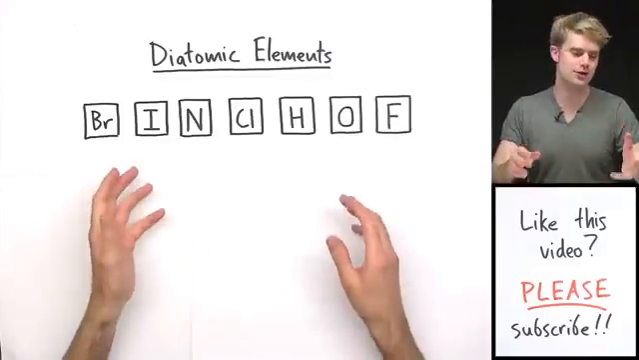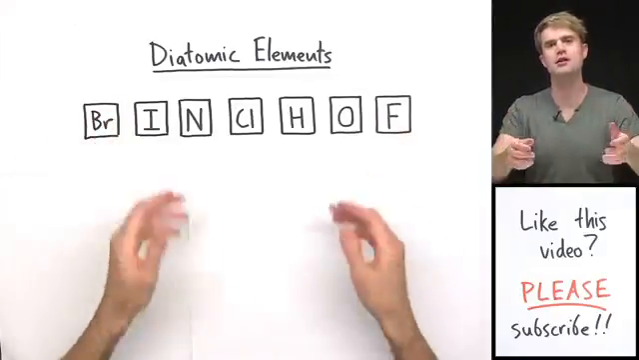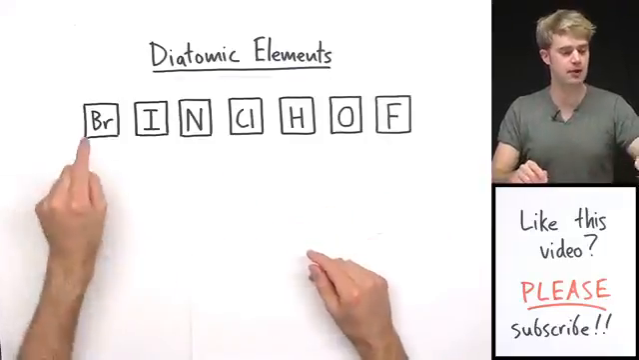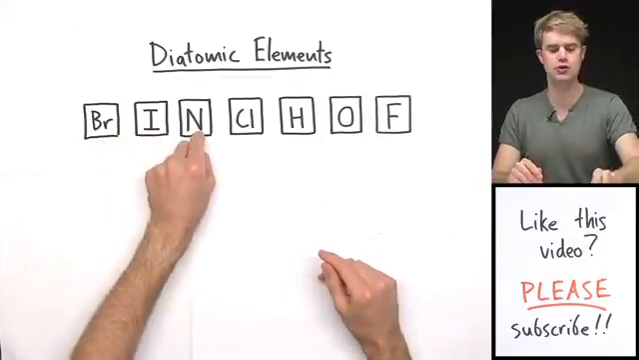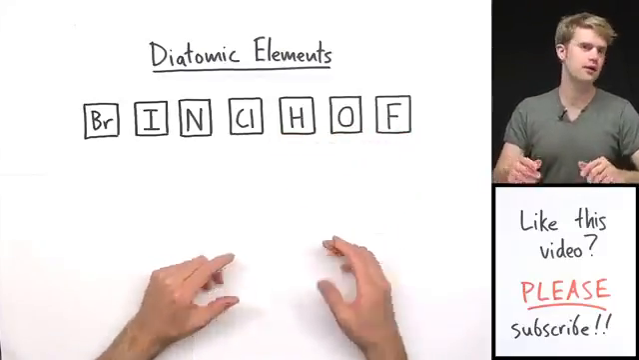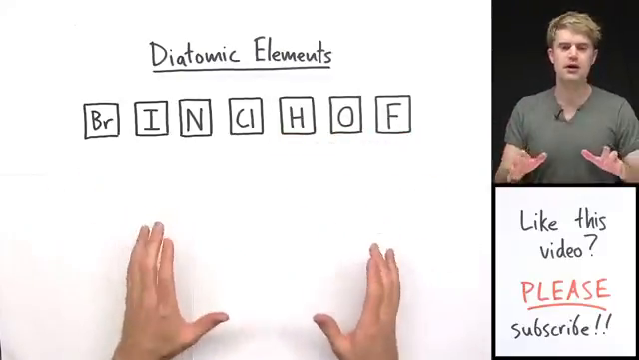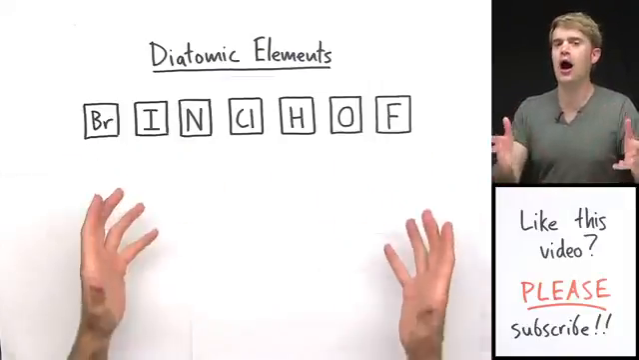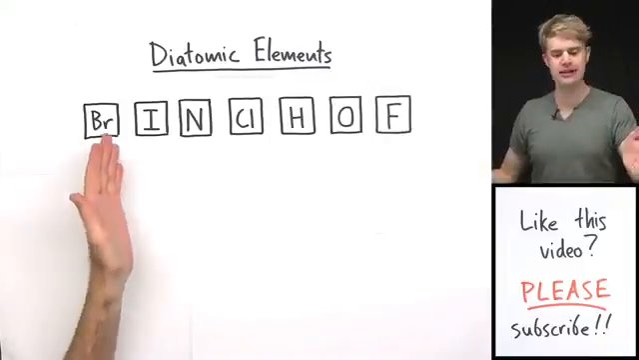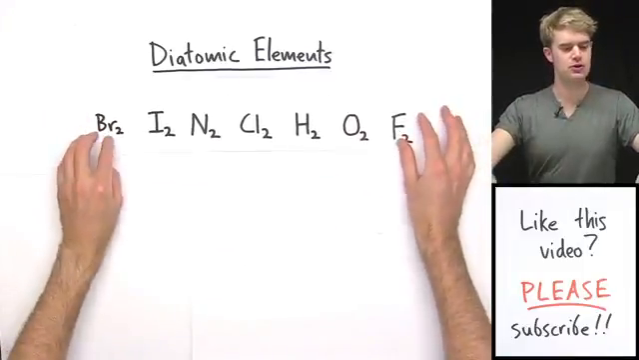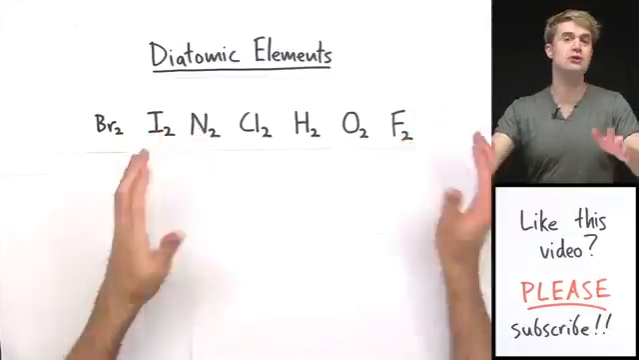Let me talk about a big question that a lot of people have with the diatomic elements. These are the diatomic elements here. There are 7 of them: bromine, iodine, nitrogen, chlorine, hydrogen, oxygen, and fluorine. Now, the diatomic elements are special because you never find just one atom of a diatomic element on its own. You always find them in pairs, okay? So you get Br2, I2, N2, and so forth.